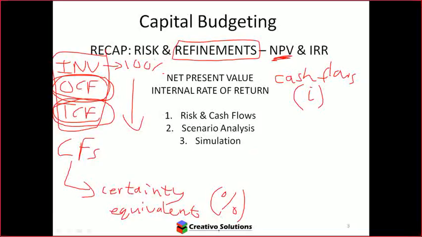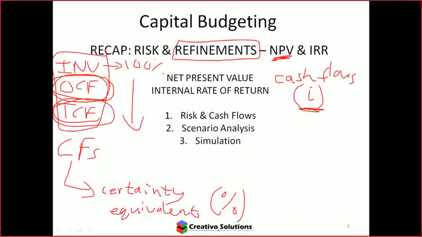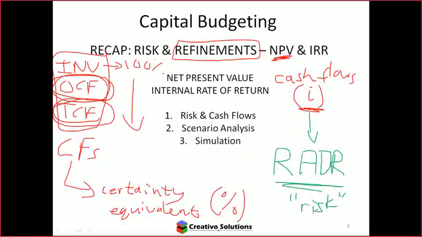So when looking at a refinement, you can either adjust the cash flows or you can adjust the rate. What did we call the rate that we adjusted? The interest rate. Yes, so if we adjust the interest rate, what does that give us? It gives us a higher or lower NPV, depending on how we adjust. Correct, based on risk. So the risk-adjusted discount rate provides for risk in the calculation. And that's part of the refinements. Is that all right?